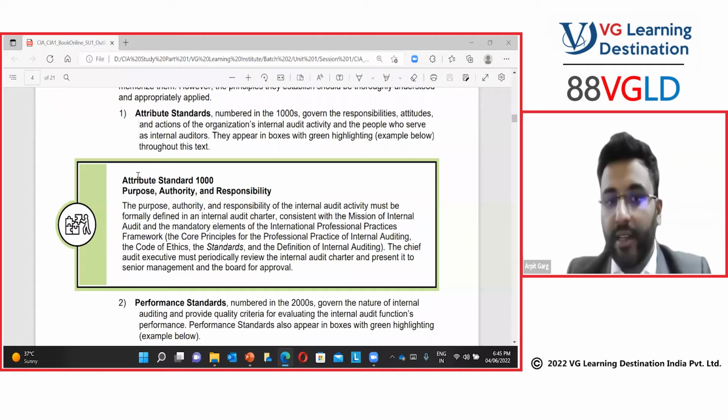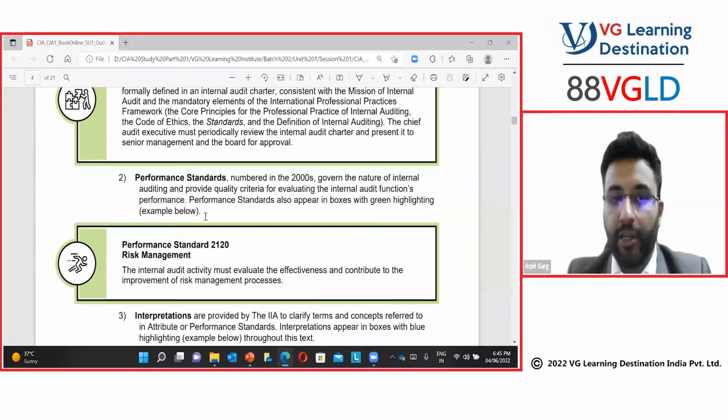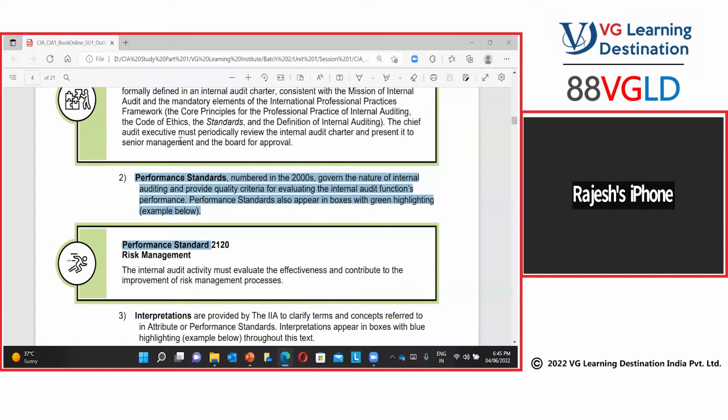Now coming to performance standards, can I have a volunteer who would like to read a performance standard with an example? Yes, anyone? Arpit, can I ask a question on the previous one?